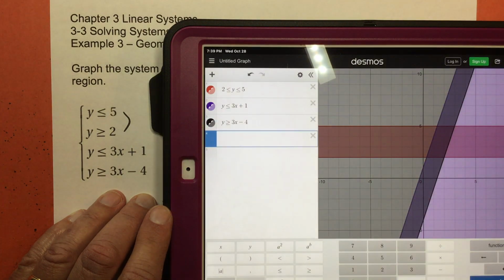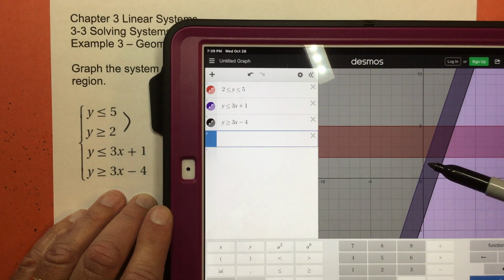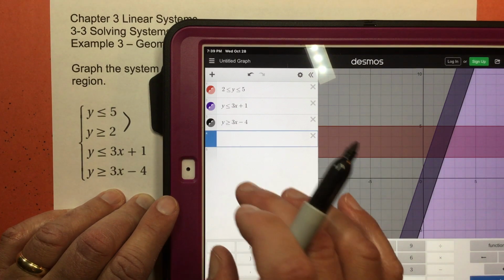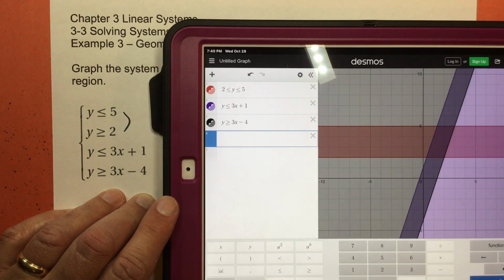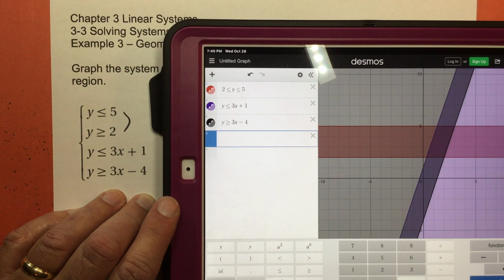Let me unhighlight that. This is that parallelogram that I was just talking about right there. And of course, it looks really, really difficult with having all those in there. You can do it this way, all right? I'm not saying you have to, but you can do it this way.